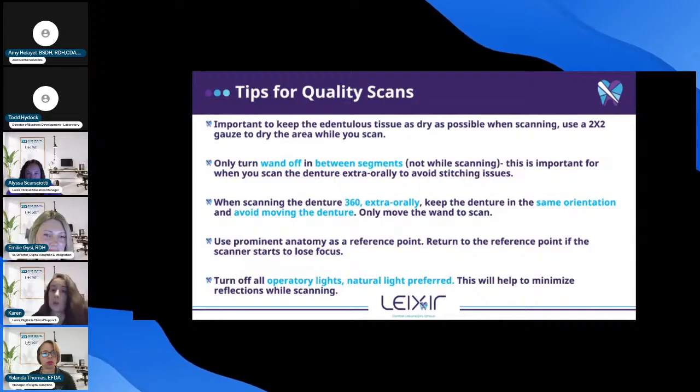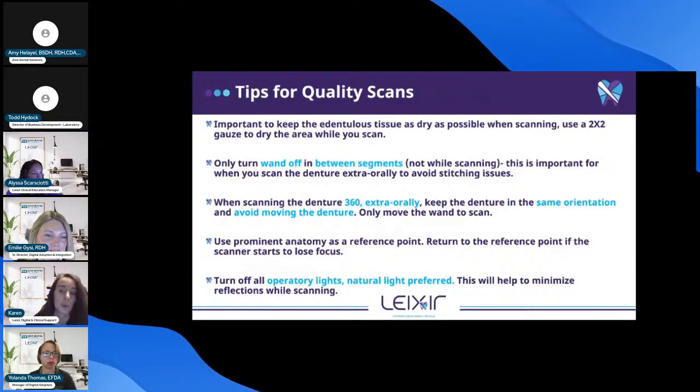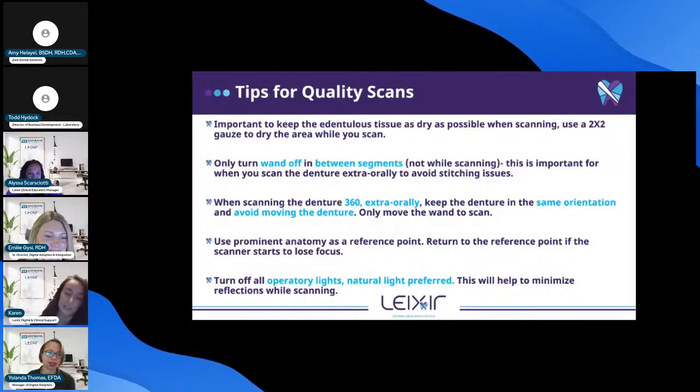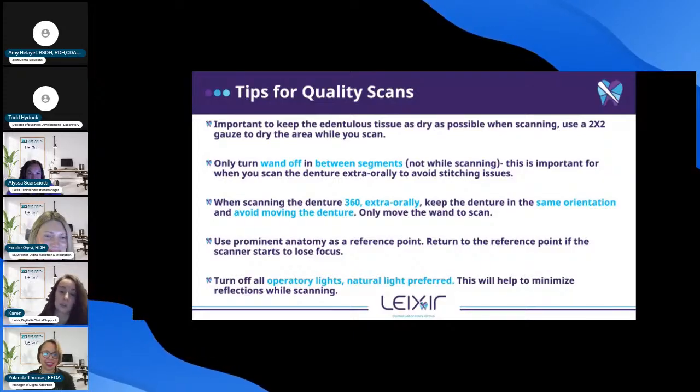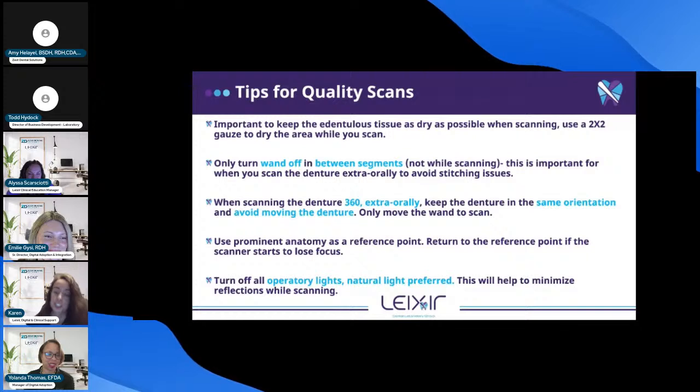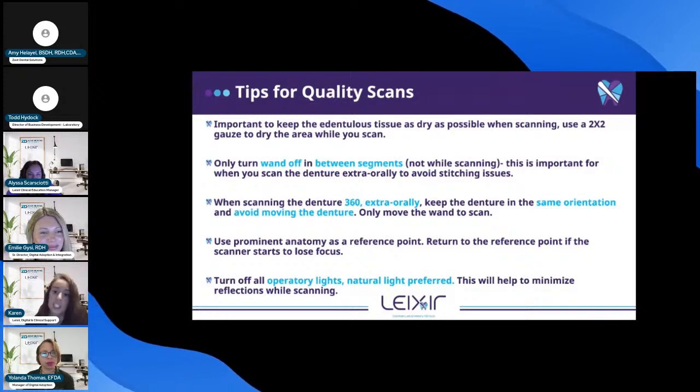Tips for quality scans. I know these are a few tips, and I'm going to have Emily and Yolanda pop in on some of these as well, since Yolanda is one of our digital trainers that goes out into the field and Emily is the director of the digital team. So it's very great to have them tonight.